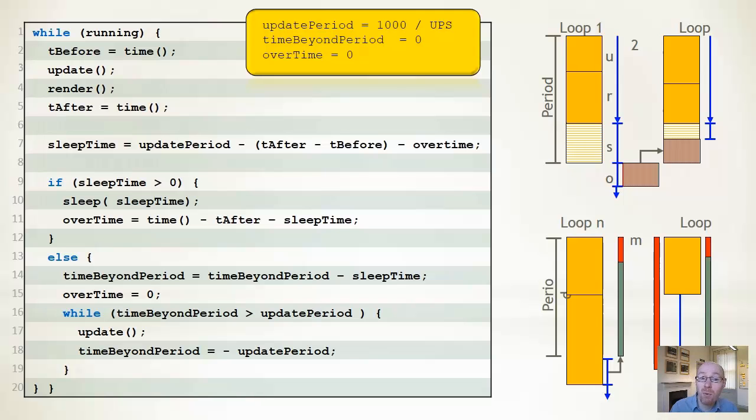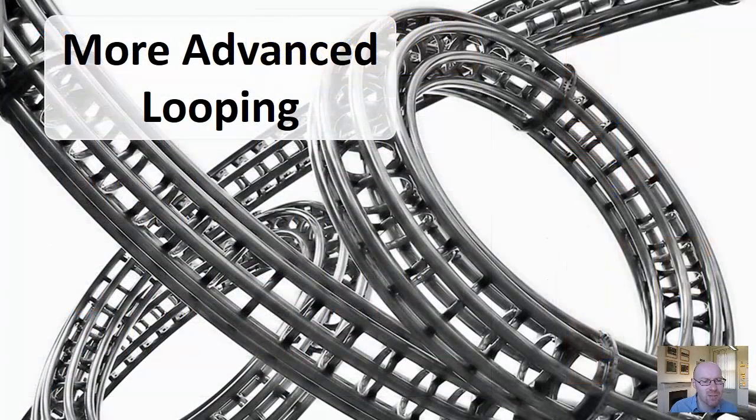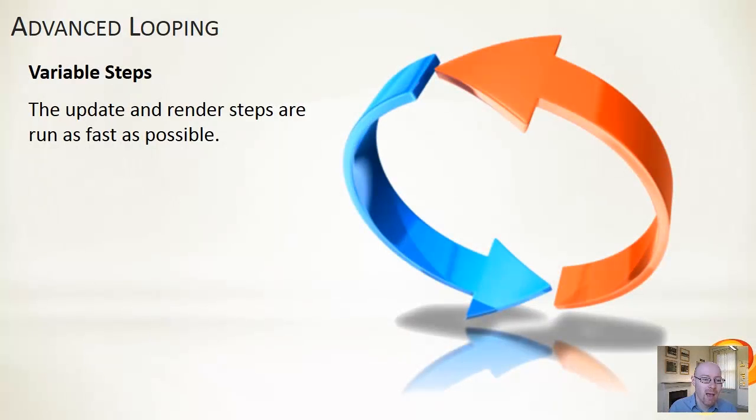By way of some more advanced forms of looping, we'll have a look at some usual or potential extensions to the previous couple of slides. One of them is to break away from the notion that updates occur at a regular interval, and almost to embrace the fact that an update could occur every once in a while. It's not going to be a regular interval. And this is where variable steps come in.